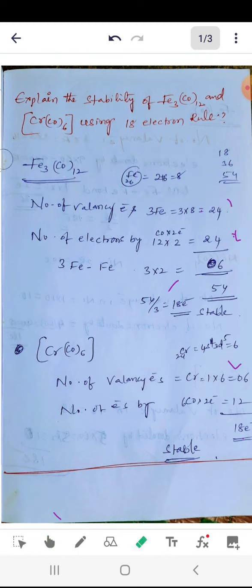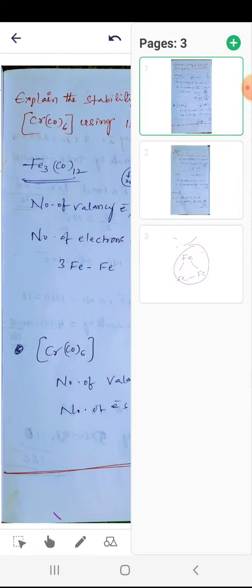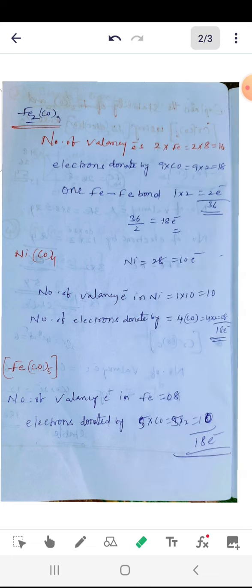So explain the stability of Fe3CO12 and Cr(CO)6 by using the 18 electron rule. Like that you have to find out. Next let us take another compound. 2 more compounds we are going to see. Fe2CO9. The metal atom we already know very well, that is the iron.